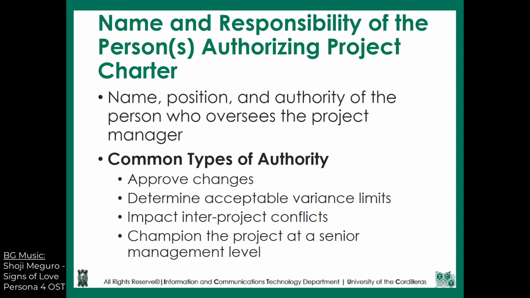Next one is the name and responsibility of the persons authorizing the project charter. So it includes the name, position, and authority of the person who oversees the project manager. This is basically the boss of the project manager. This isn't necessarily the customer, but this is more within the organization. Like for example, the boss of the project manager. So what can they do? You'll have to determine those ones as well.